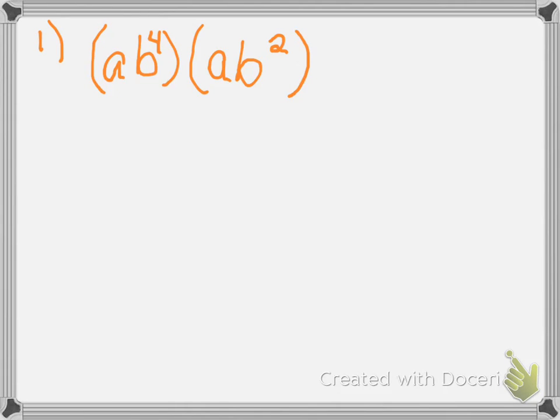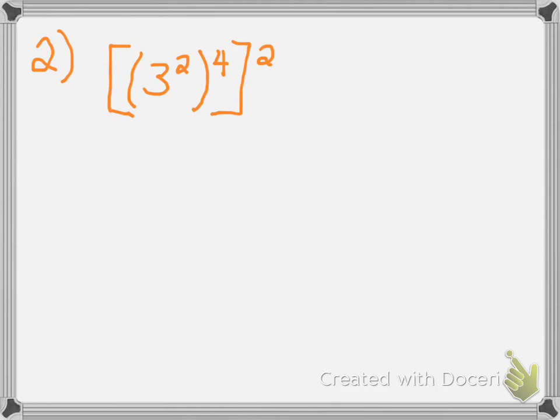Alright, the first part of your review goes all the way back to sections 8.1 and 8.2, multiplying and dividing monomials. On this first one, you're going to look and see where all your exponents are. All of your exponents are on the inside of your parentheses, so you're going to add them together. When you look at your a's, they both have an exponent of 1, so 1 plus 1 is 2. Then you look at your b's, 4 plus 2 is 6. And that's your final answer.